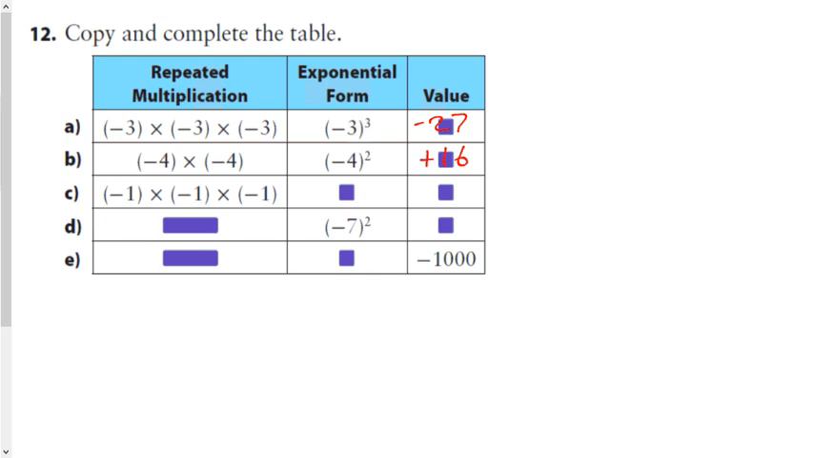Next one is in brackets, negative 1 multiplied by itself 3 times. So I write it in exponential form. I'm going to keep my brackets around the negative 1. And negative 1 times negative 1 times negative 1 is still negative 1.